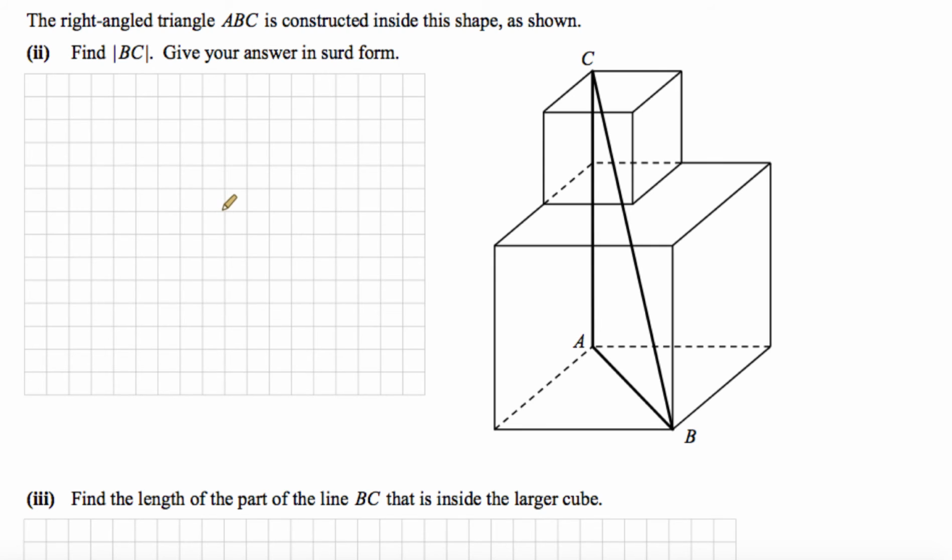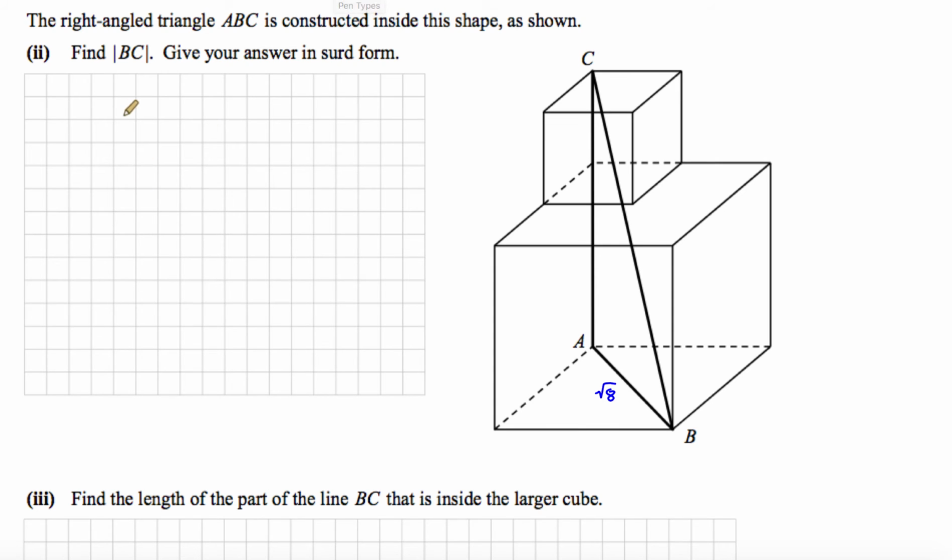Okay, well, the right angle triangle ABC, we can see that here, is constructed inside this shape as shown. Part 2 says find the length of BC and give your answer in surd form. Okay, well, we've just found the length of AB here to be root 8. And we're looking for BC, this diagonal here.